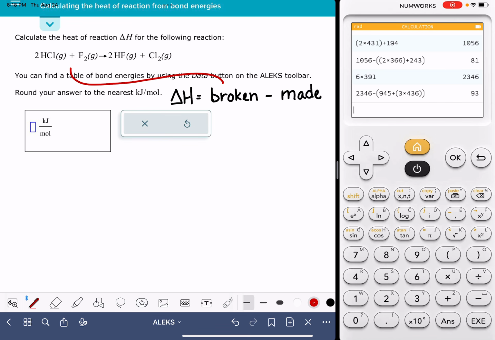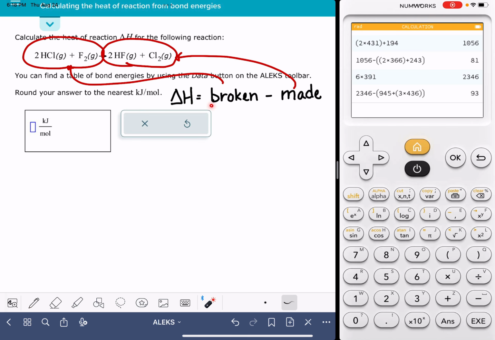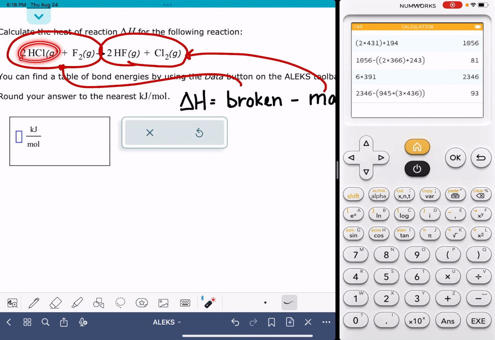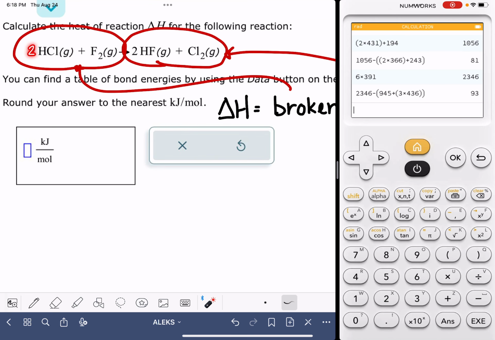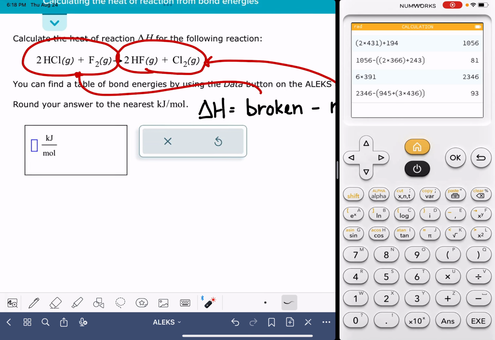The broken bonds are coming from the reactants, and the bonds that we're making are going to be the bonds in the products. It is going to be really important when we're doing this that we pay attention to the stoichiometric coefficients in this equation. For example, this 2 in front of the HCl means that we have 2 HCl molecules, and that means we're going to be breaking 2 HCl bonds, not just one.